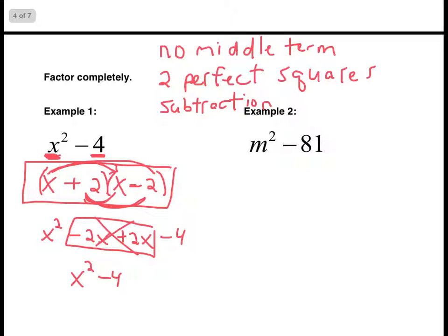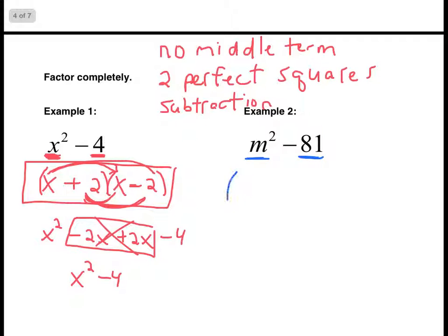So example 2, again, you have to have no middle term, you have to have two perfect squares, and there has to be a subtraction sign. So on this one, we see that we have m squared, that's a perfect square, and 81 is a perfect square.